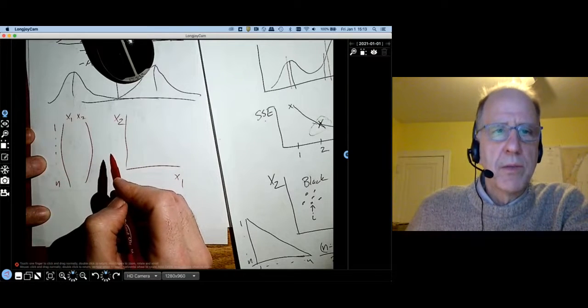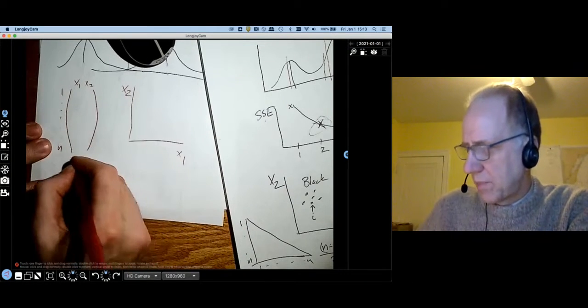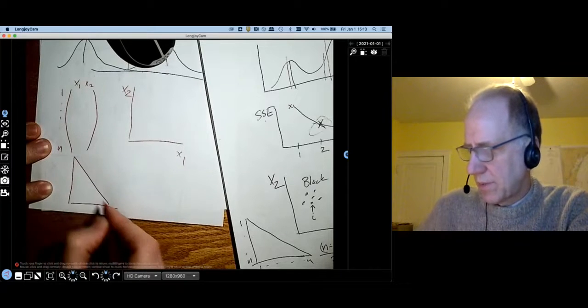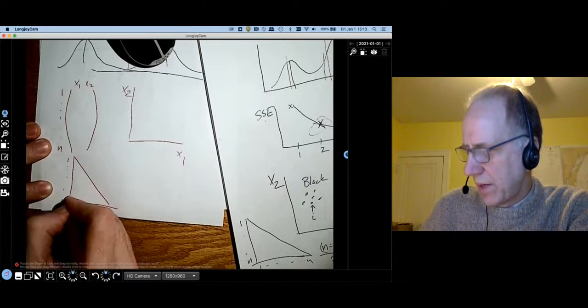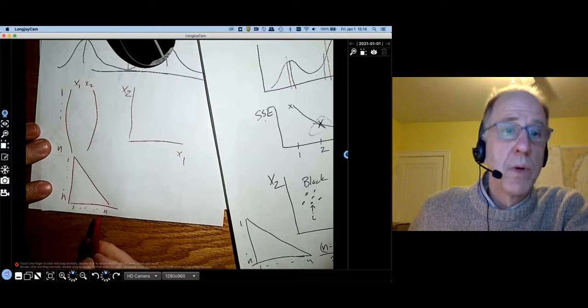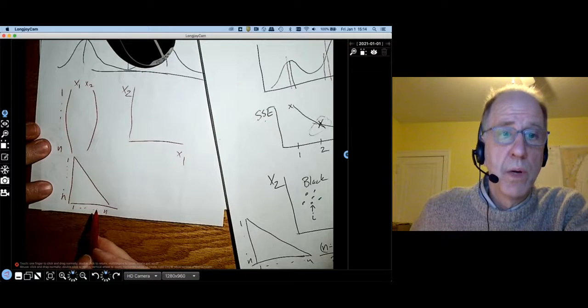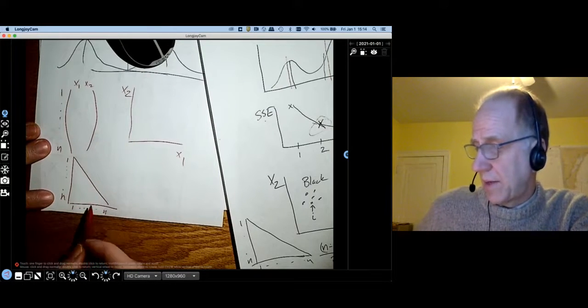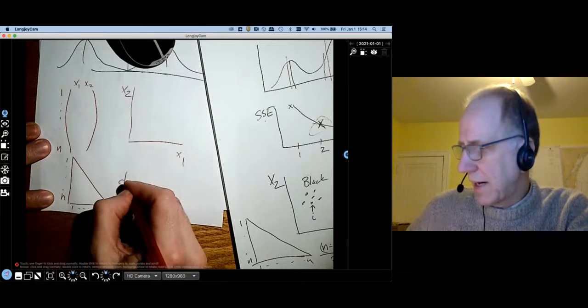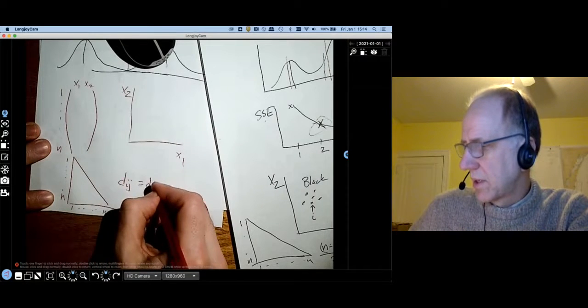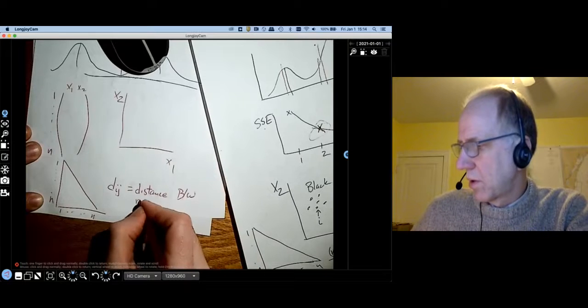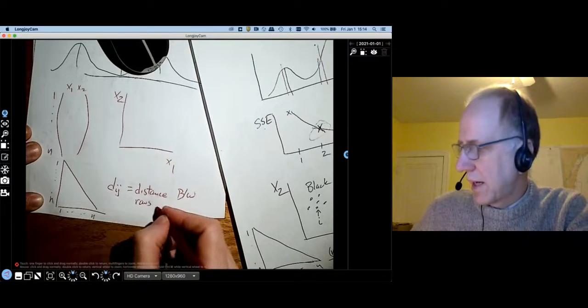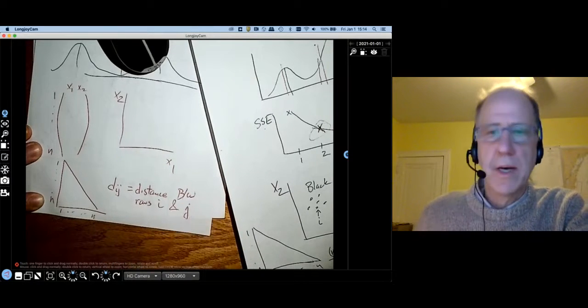With hierarchical clustering, the starting point is going to be a distance matrix. So I have observations 1 through n on the rows, and 1 through n on the columns as well. And every entry, d_ij, equals the distance between rows or observations i and j.